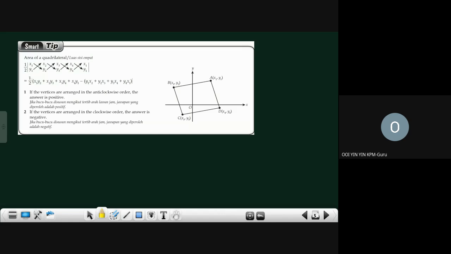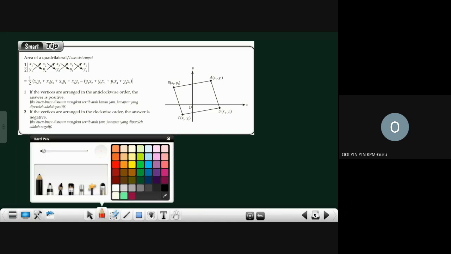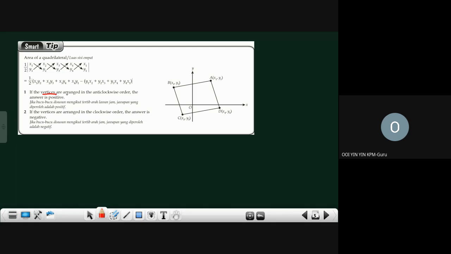Now that one we don't want to repeat. It's the same thing already. You know really how to use it, right? So now what we want here is to find the area of polygons. Okay, nothing new, like I told you just now. If your vertices are arranged in anti-clockwise order, the answer will be positive. If your vertices are arranged in clockwise order, the answer that comes out will be negative. The one that I told you just now, right?